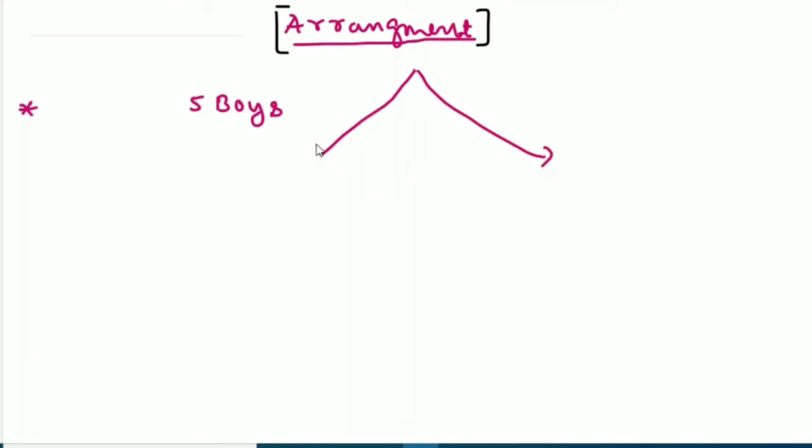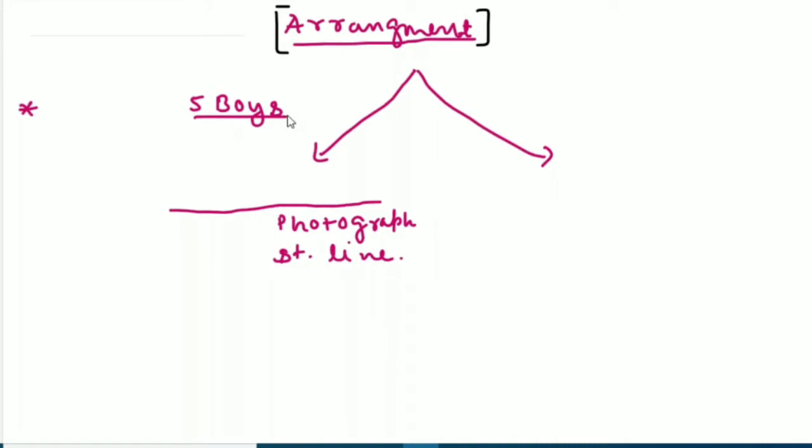Which are the 2 different ways? Way number 1 is that I can arrange them in a straight line, the way they stand to take a photograph. So this is the photograph way of doing it, arranging in a straight line. Now I want you to visualize with me. Another way of doing the same arrangement is that instead of a straight line, we do it in a circle, or we arrange around a round table. So these are the 2 broader categories of arrangement.